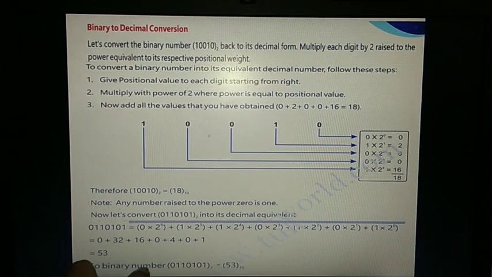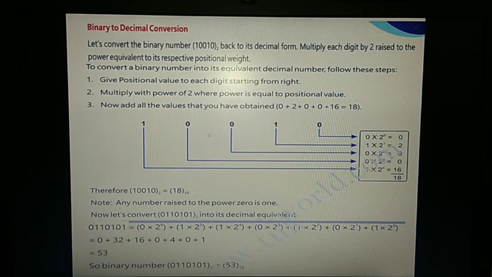So the binary number 0110101 base 2, the decimal answer is 53 base 10. See, a base 10 must be written compulsorily. 53 is the answer which you have converted to a decimal number. So, you are writing it as base 10 over here.